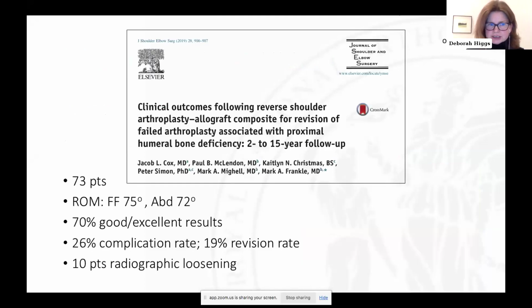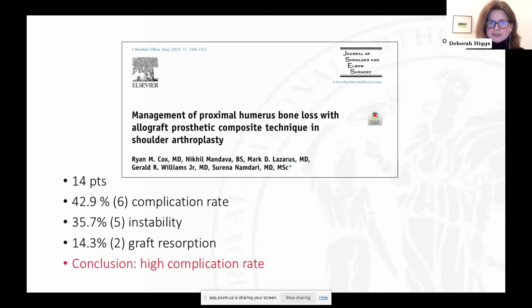If we look to the literature, this is a paper from Mark Frankel's group looking at 73 patients. Whilst the patients themselves reported good or excellent results in 70% of cases, there was a notable complication rate and a notable revision rate. And in 10 patients, there was evidence of radiographic loosening of the humeral stem. Whilst there was a statistically significant improvement in the range of motion, the final result is still modest, with a forward flexion of 75 degrees and abduction of 72 degrees.